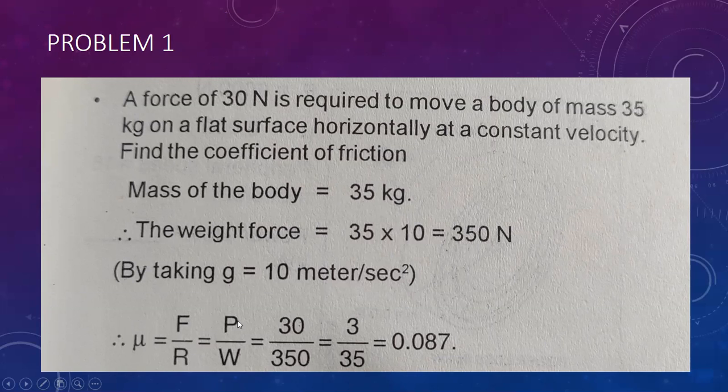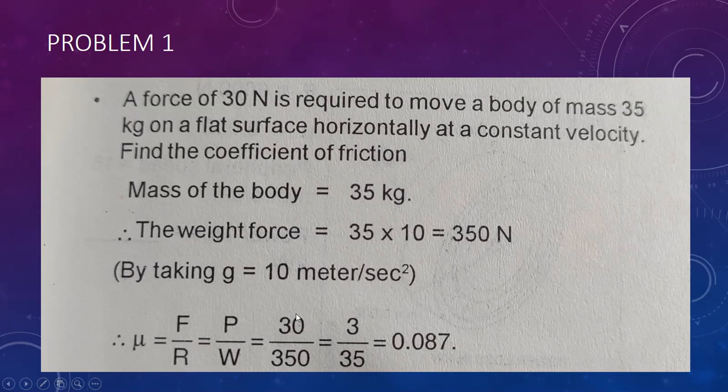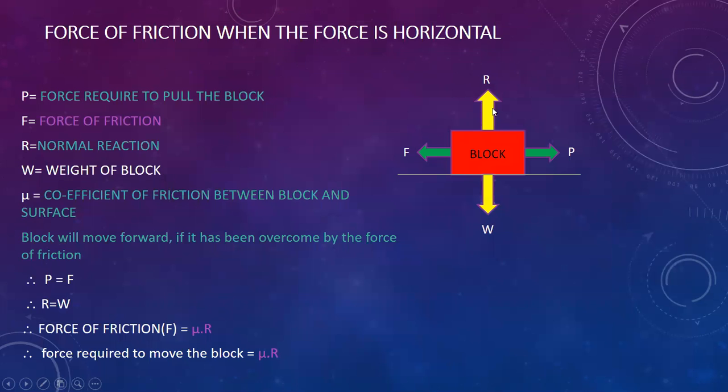F will be equal to P. So you can see that F will be equal to P. You have to understand that figure. F will be equal to P divided by W. R will be equal to W, in the opposite direction.